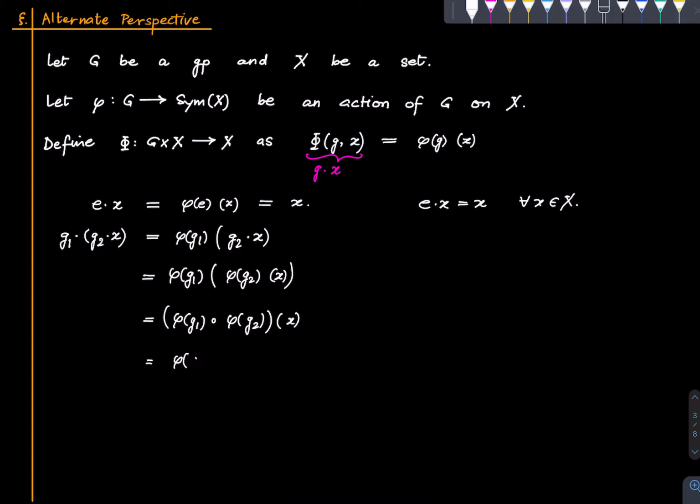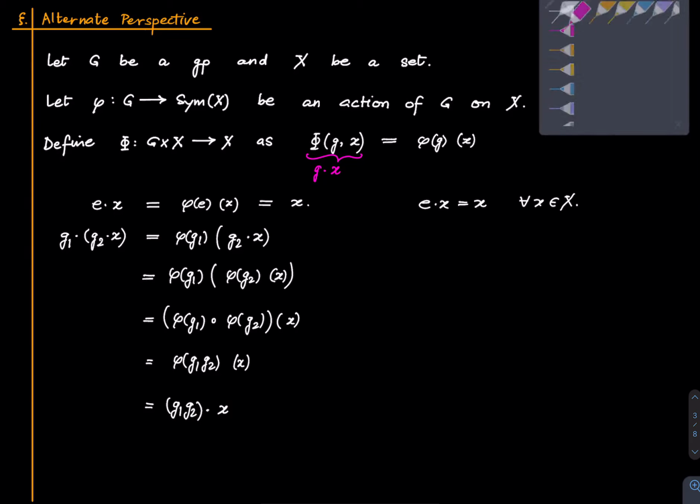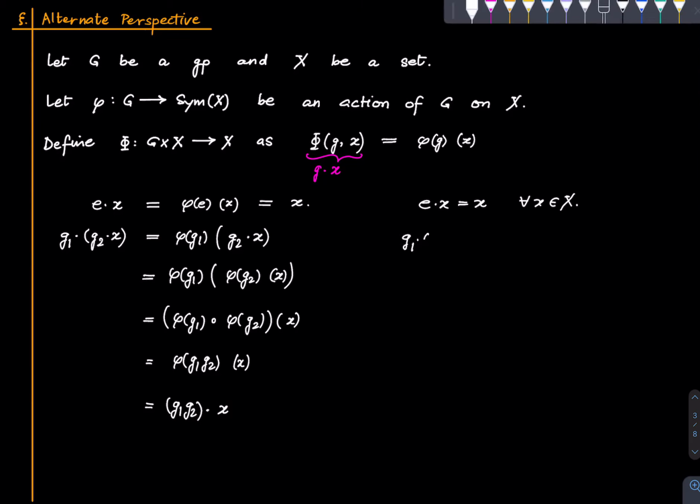But now by the group homomorphism property, this is phi g1g2 operated on x, which is g1g2 dot x. So here we are applying successively g2 and g1. Here we are first multiplying g1 and g2 in the group G, and then operating the result on x. So what we note is that the second property says g1 dot g2 dot x equals g1g2 dot x for all g1 and g2 in the group G and x in the set X. So we notice these two properties of this map.